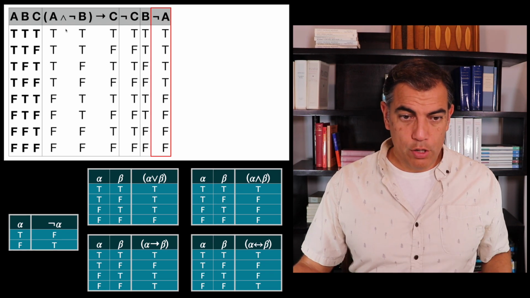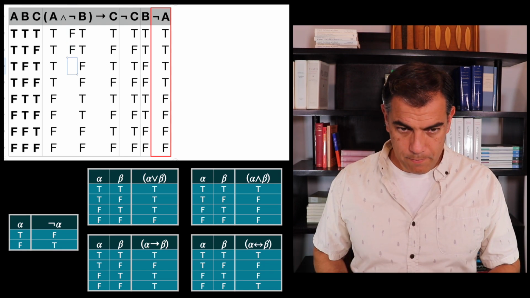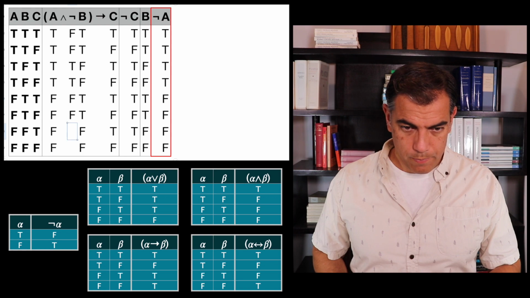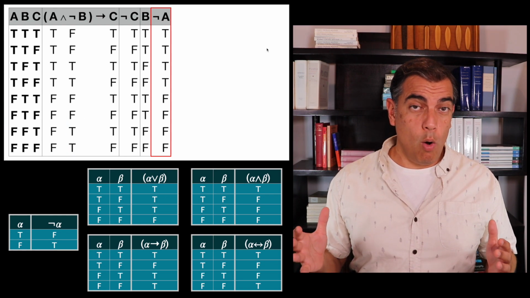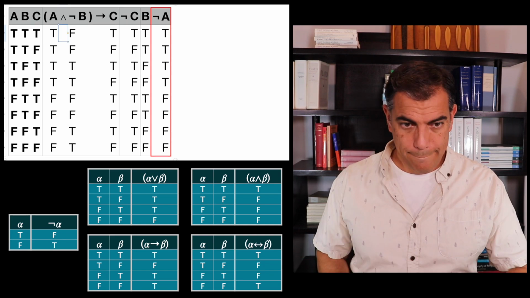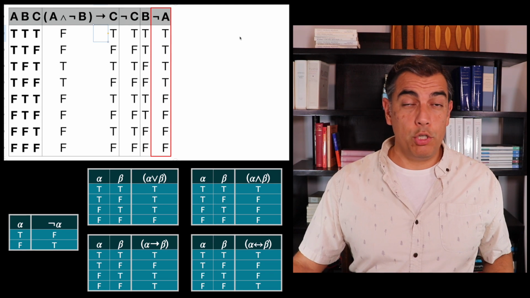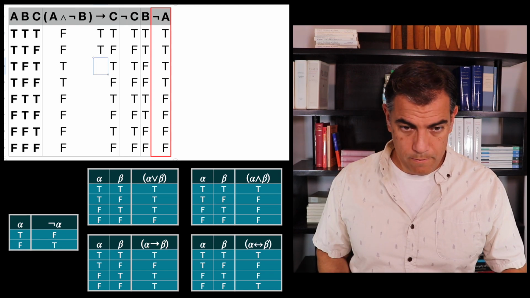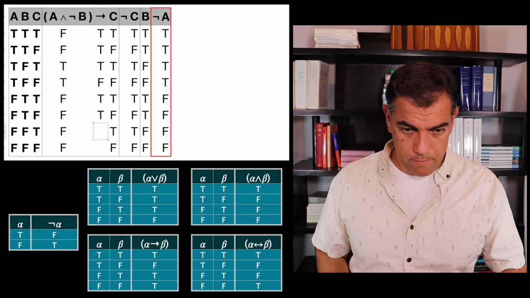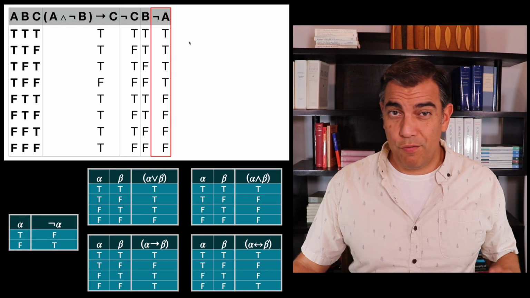So let's see. In that first premise, I'm going to have to build first the negation of that B. Then I'll build the conjunction in that antecedent. Remember, only true when both conjuncts are true. Now I'll build the conditional. Only false when we have a true antecedent and a false consequent. And now I'm going to work on premise 2. All I have to do is the negation there, flipping the T's and F's.